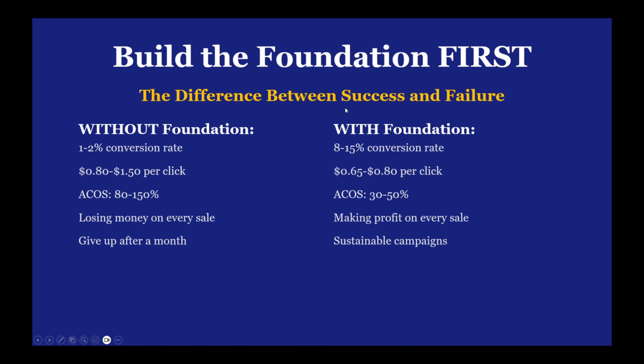But with this foundation, you're going to dramatically increase your conversion rate from 8% to 15%, and your cost per click should be much lower, somewhere between, let's say, 65 to 80 cents per click. But of course that depends on the niche. I can't say I know every single niche, I'm just giving you a general number so you have the idea. Your ACOS should be somewhere between 30 to 50%. That's where you're actually making money for your book.